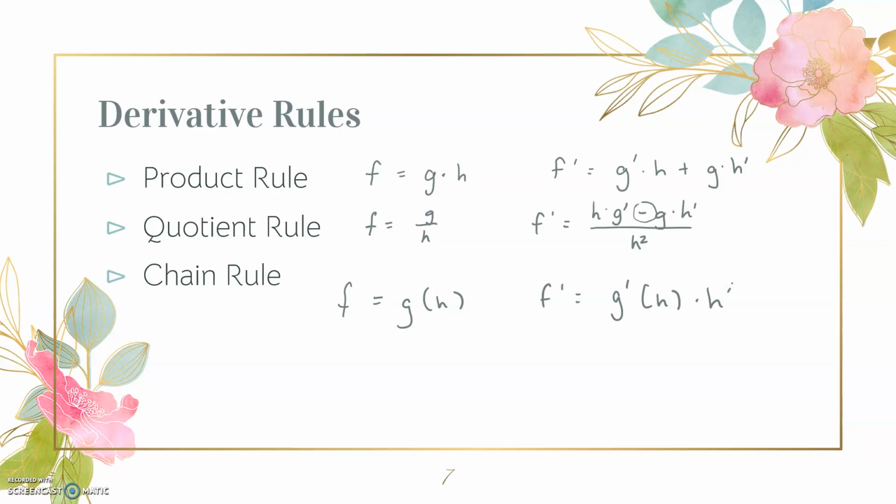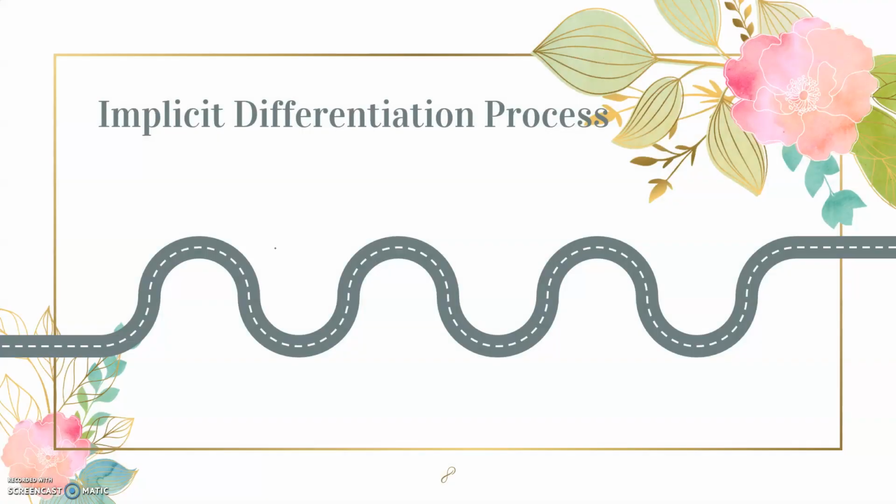Just to really emphasize, most people don't forget the quotient rule because they can see it's very obviously a quotient. The product rule and the chain rule are sometimes forgotten. You just forget that you do them. So make sure that you are thinking product rule and quotient rule every time you take a derivative, and chain rule.